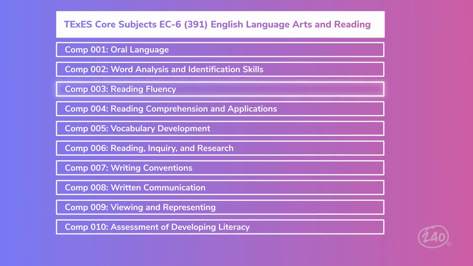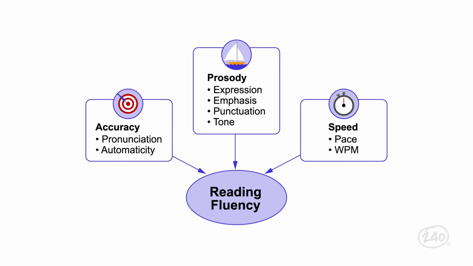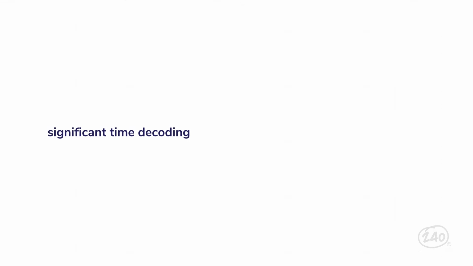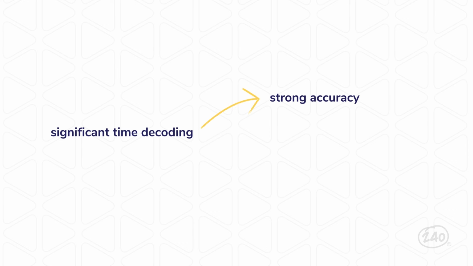Let's keep moving to the third competency. Competency 3 is reading fluency. Do you know the three components of fluency? They are accuracy, prosody, and speed. You might be asked a question about automaticity, which is the ability to read words effortlessly. For example, a student may spend a significant amount of time decoding words to have strong accuracy, but this would lower their speed. Students need to develop their automaticity to be truly fluent readers.